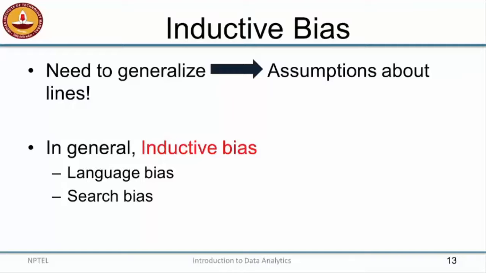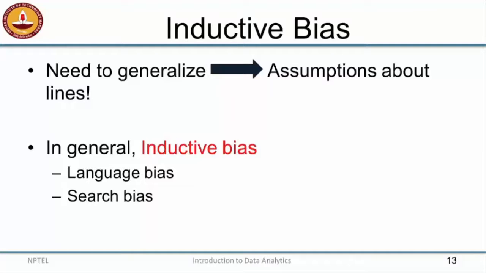So one is called the language bias, which essentially is the restriction that we had on the kind of lines. If you say I'm going to only consider straight lines that are parallel to the x or y axis, that's one kind of a language bias. Or if you say that I'm going to consider only parabolas, that's another kind of language bias. And the other kind of bias is search bias.